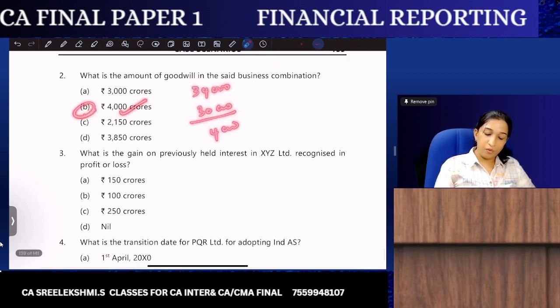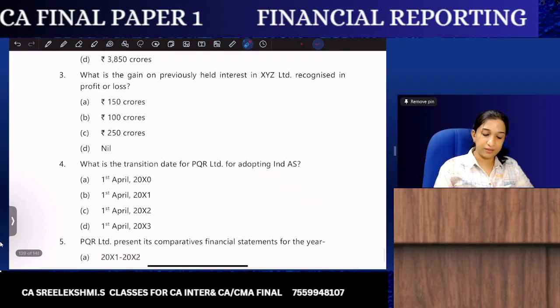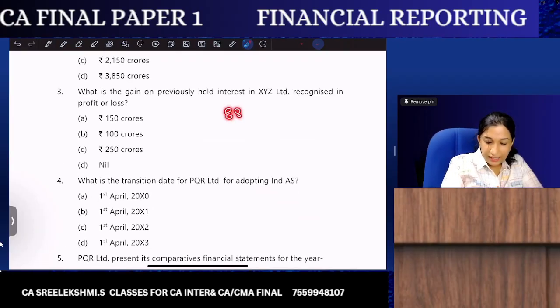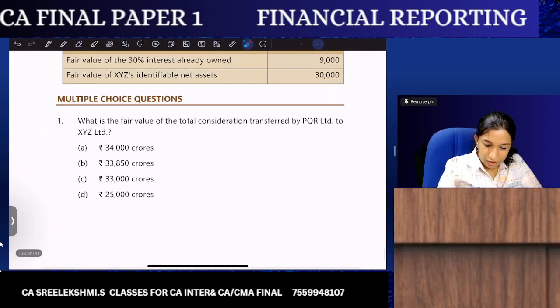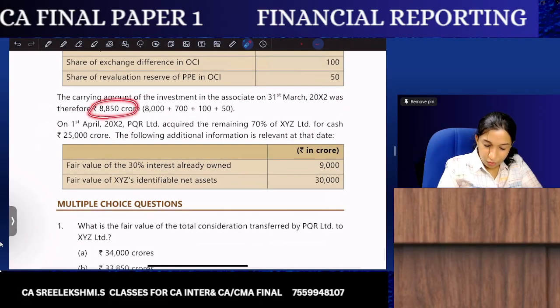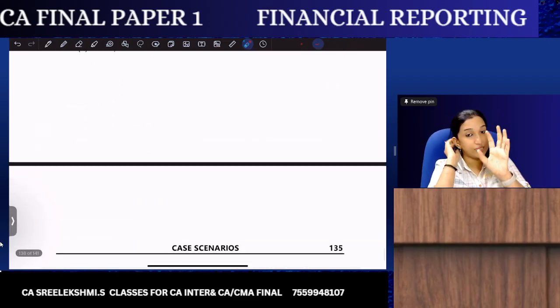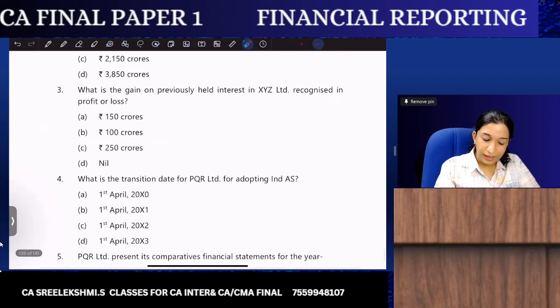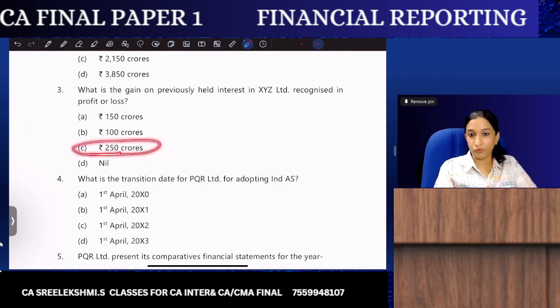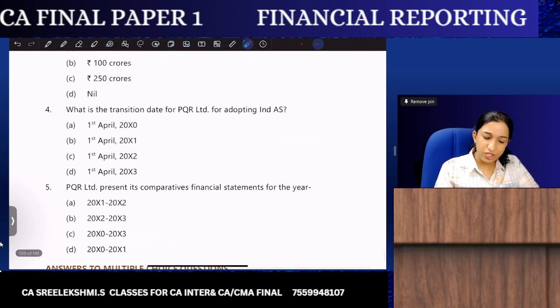Option B. What is the gain on previously held interest? Actually, our investment is standing. Carrying value of investment as on that date is 8850, which has become 9,000. So there is a gain of 150. Also, there is an exchange gain of 100, which is to be reclassified to P&L. So total reclassification, there is 100. So total gain to be recognized is 250. What is the transition date?